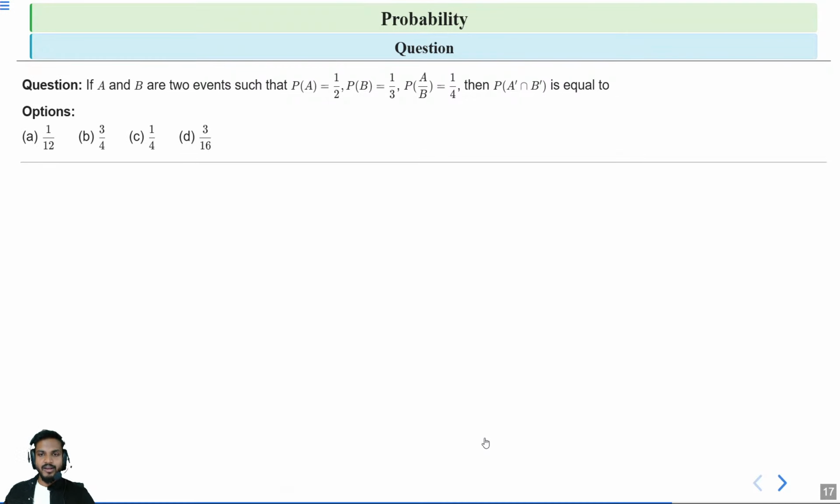We have to use the given information to find this probability. Okay, so at first recall what is the formula to find probability of A complement intersection B complement. Can we write this formula by using the terms probability of A, probability of B, and probability of A given B? Okay, so try this question.